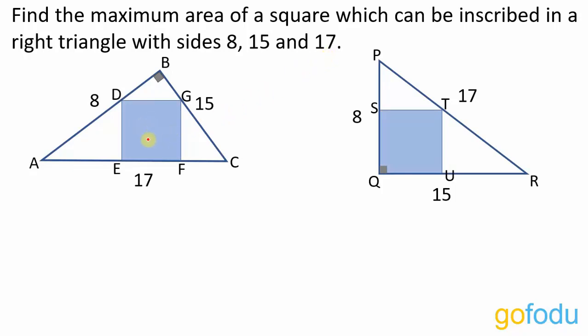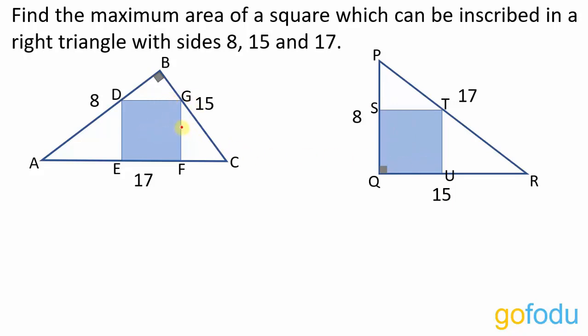Either the square shares one side with the hypotenuse of the right triangle, or there is the second case where the square shares two sides with the legs of the right triangle. Let's find the area in both these cases and then we will calculate the maximum area. We will see in which case we get the maximum area of the square.